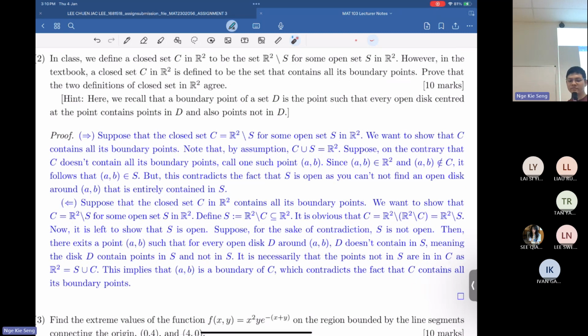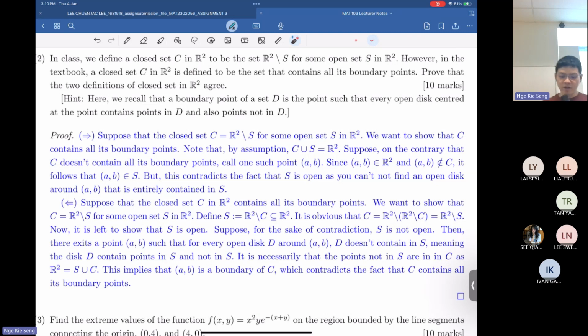I suppose that this closed set here contains all the boundary points. Then I need to show that this set can be written as R2 take away some open set. So meaning what? The definition said that there exists, so meaning I need to find the open set for you. So what's the candidate here? The very obvious candidate here is R2 take away C.